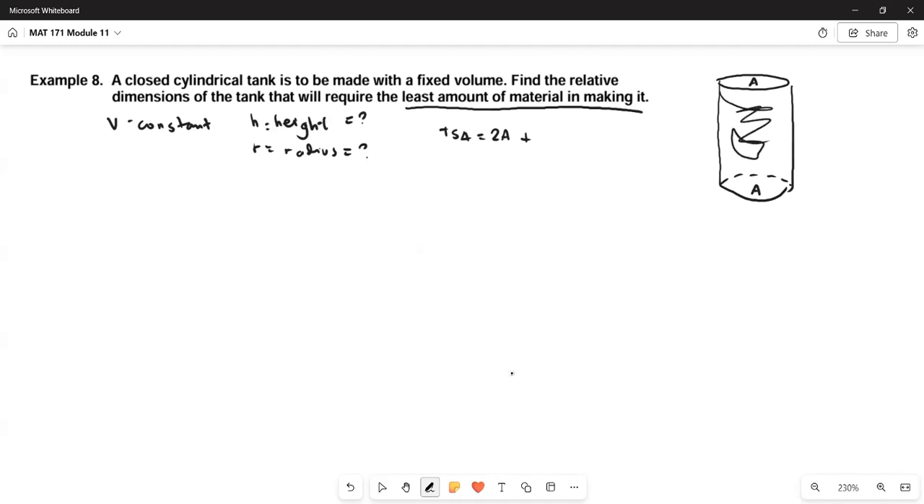Itong part na to, yung nasa labas. Paano makuha yun? 2 pi r times h. So, nasan yung h? Ito yung ating h. Ayan. So, yung radius natin is nandito. Ayan. So, ngayon, ano na pwedeng natin gawin?